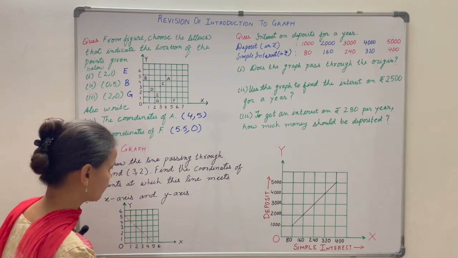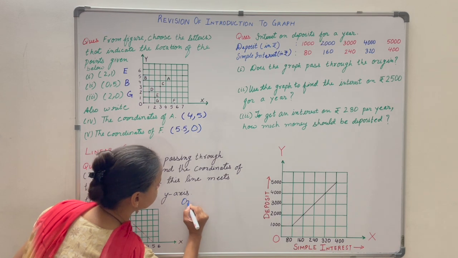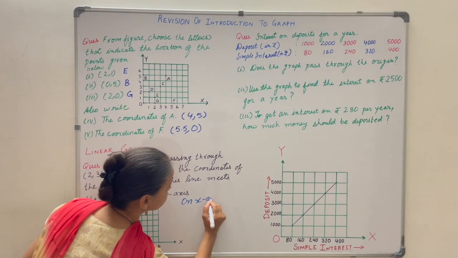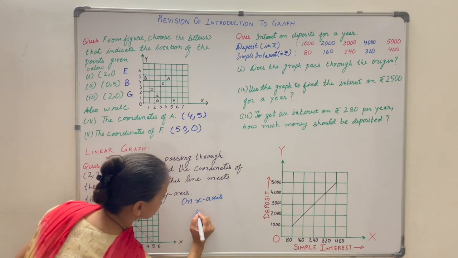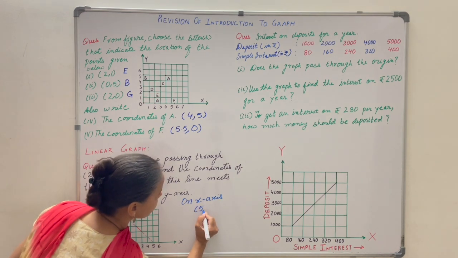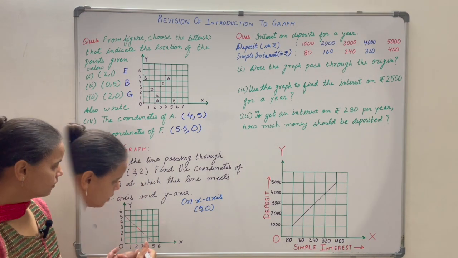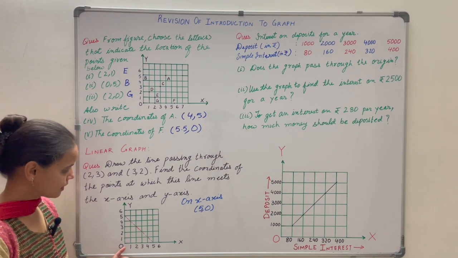So let us write down on x-axis the coordinate is 5 comma 0.